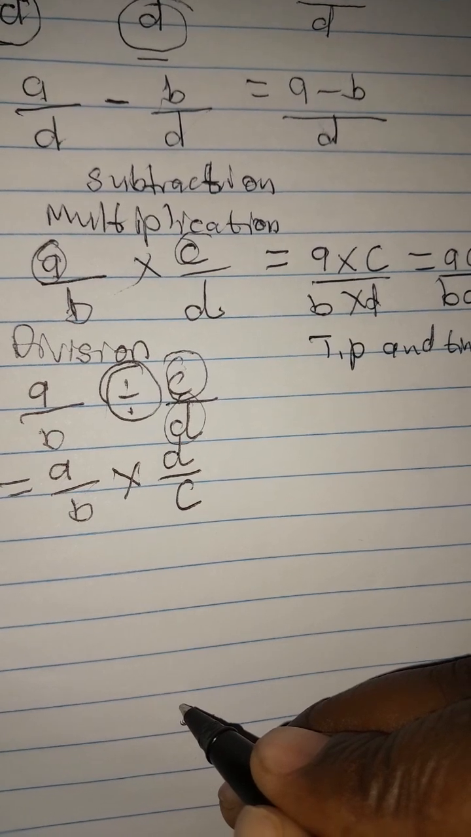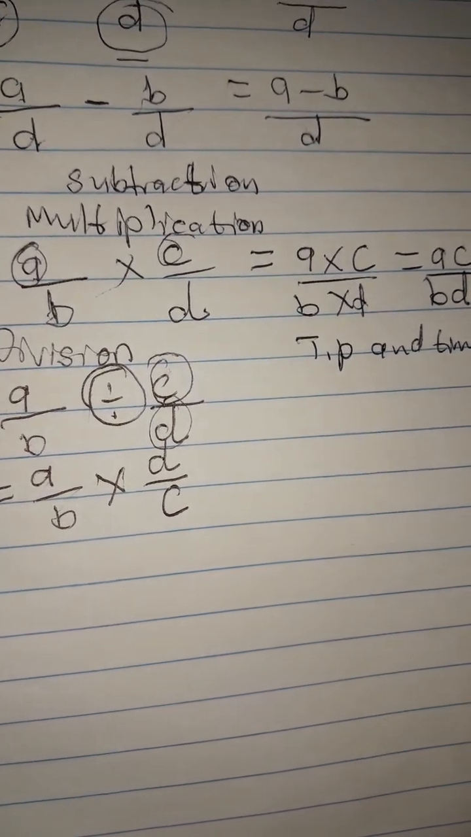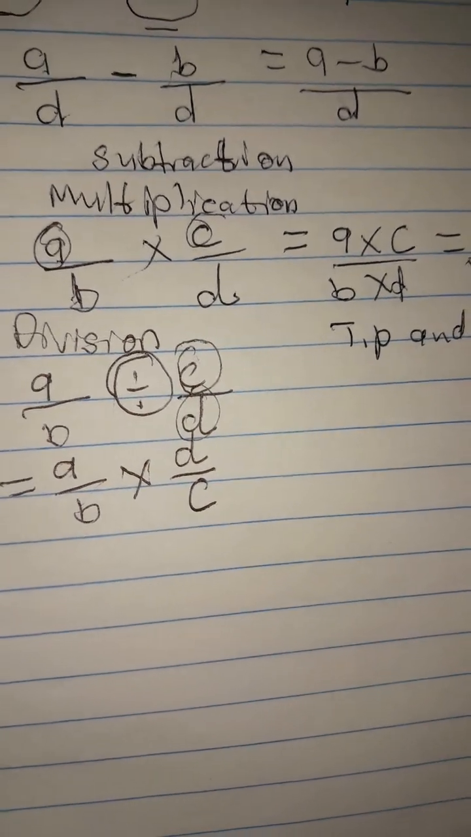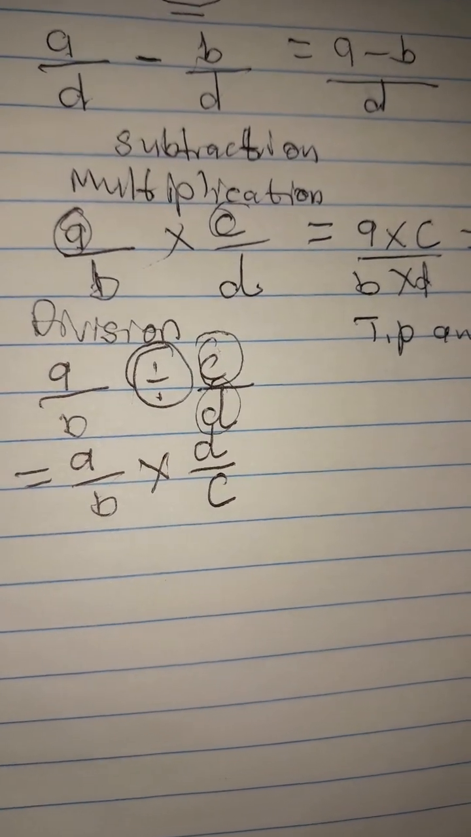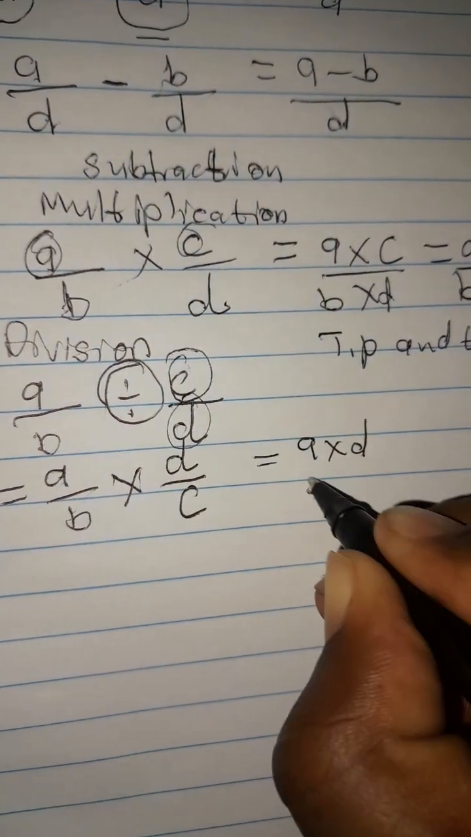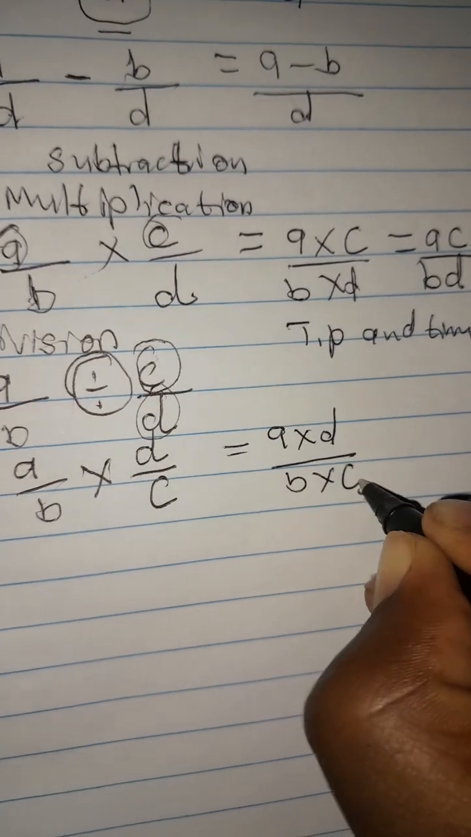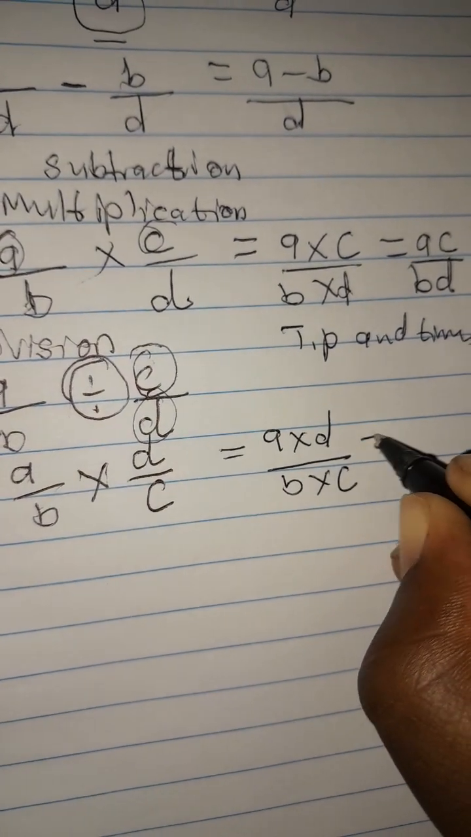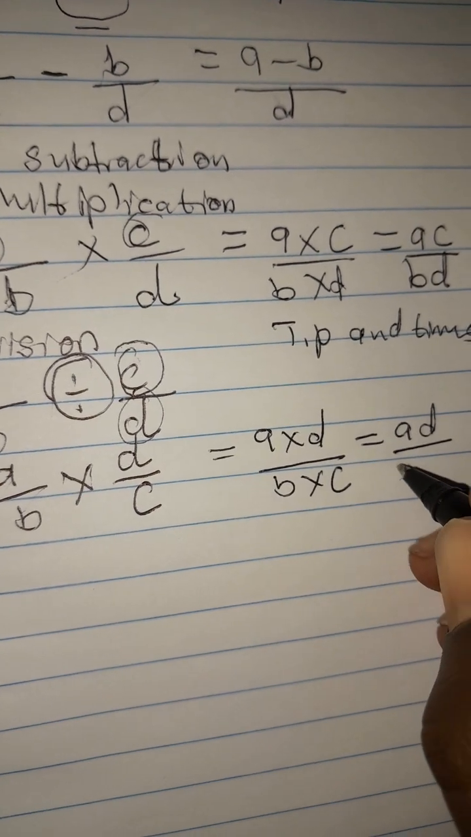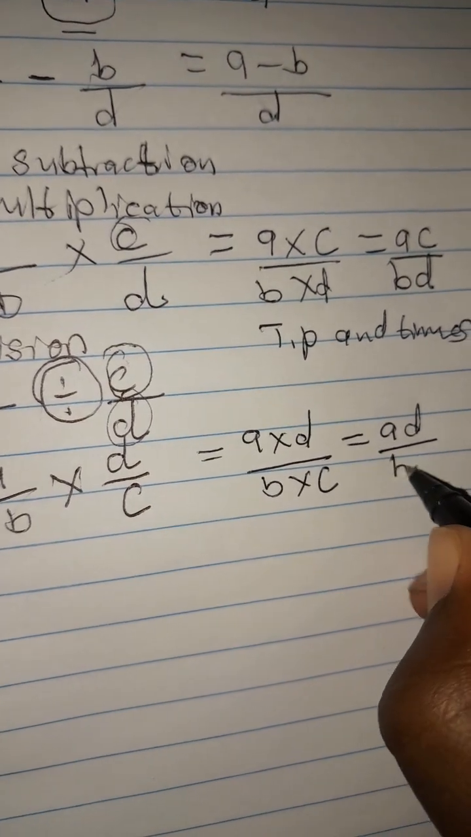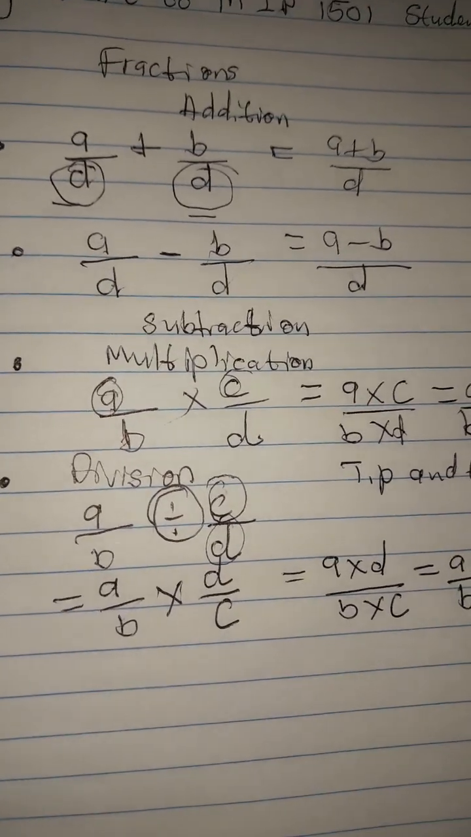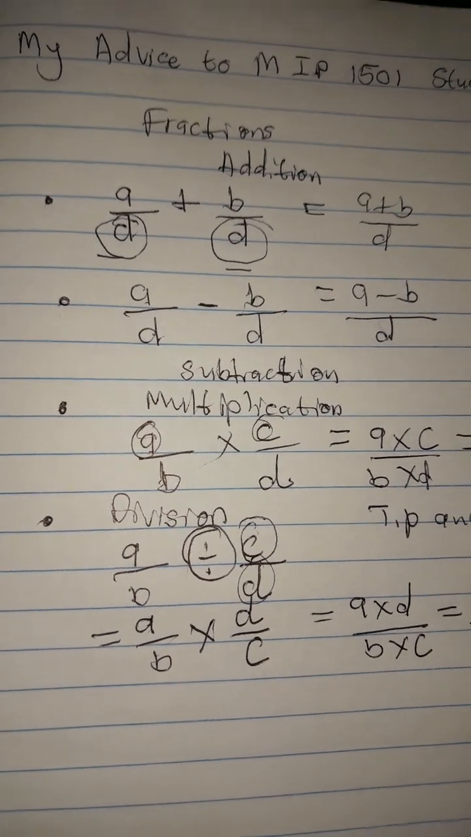So after that, you change the fraction to its reciprocal. Then lastly, you multiply out. You multiply the numerators and also the denominators. So it's going to be a multiplied by d as well as b multiplied by c, so it will be AD over BC. Yes. So this is my advice, guys, regarding when you're working with fractions. This is what you should know.